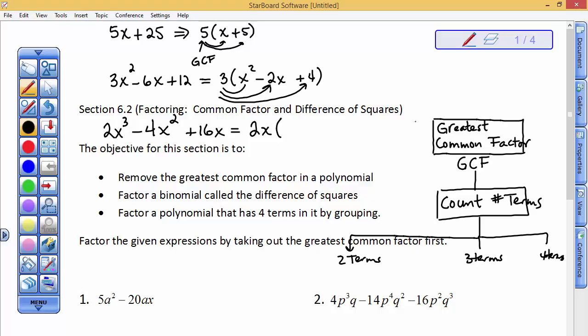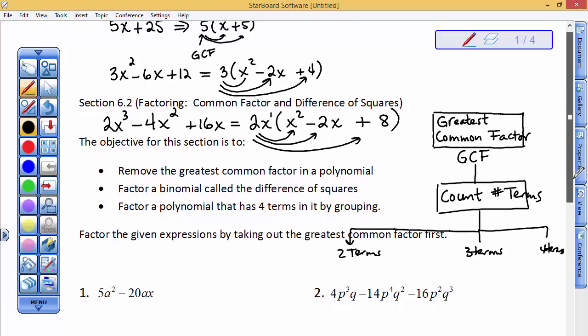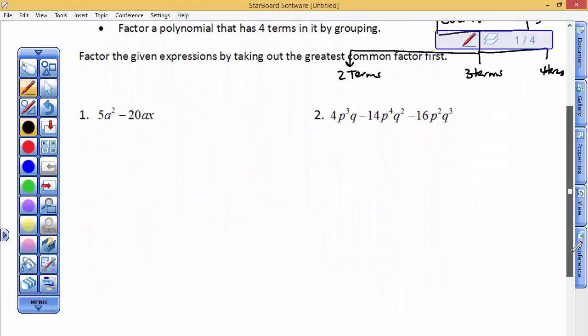So finally, you've got to decide what you're going to put here in the parentheses, so that when you take 2x and multiply it by something, you get 2x cubed. So it's going to be 2x squared, because I'm adding these exponents. x to the first times x to the second is x to the third. In the next spot, I'm going to need a minus 2x, because 2x times a minus 2x is a minus 4x squared. And finally, this 2x will have to be multiplied by a positive 8 in order to give me the 16x. And I have finished taking the greatest common factor out. It doesn't mean that I'm always done, but it is always the first step.